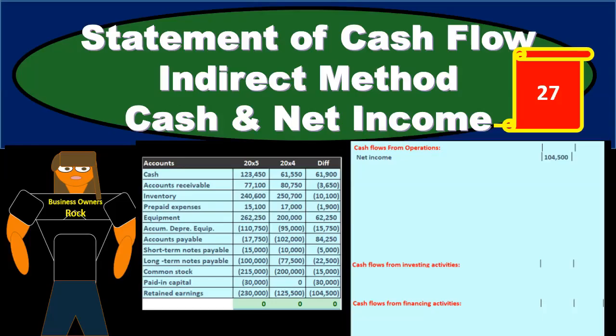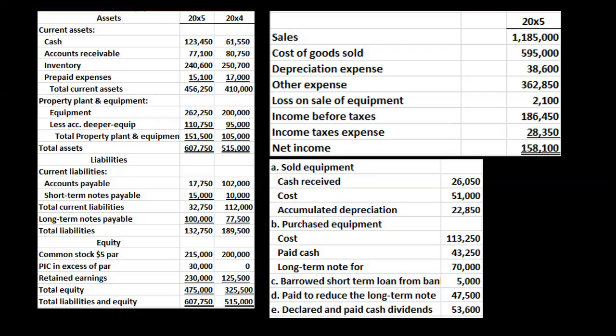In this presentation, we will start to construct the statement of cash flows using the indirect method, focusing in on cash and net income. This is going to be the resources we will have. We'll have the comparative balance sheet, the income statement, and we're going to have some added information in order to construct the statement of cash flows. We're mainly going to be working with a worksheet that was put together from a comparative balance sheet. That's where we will start.